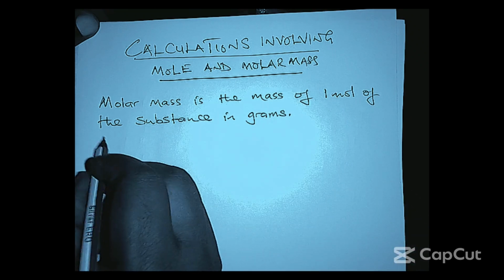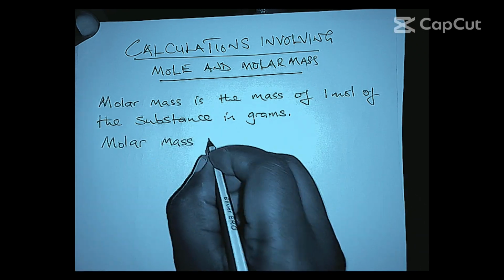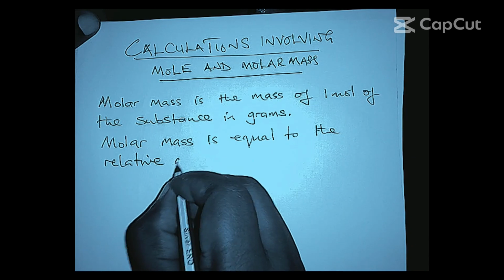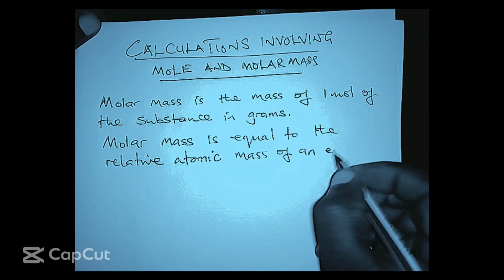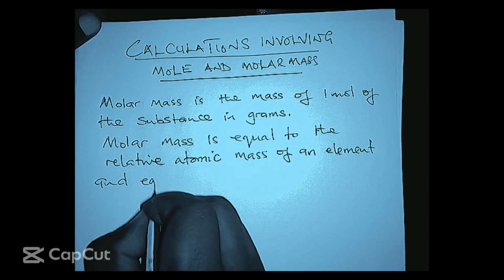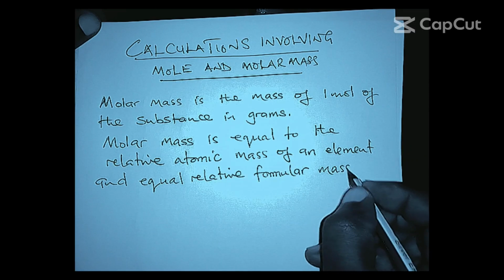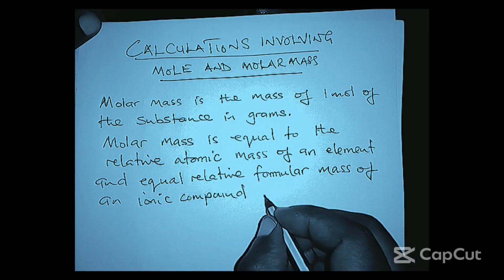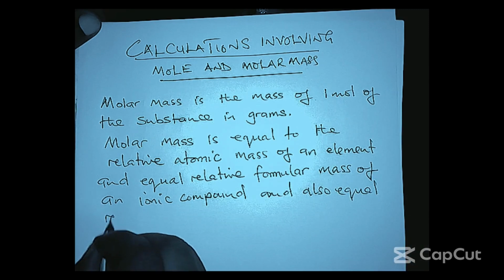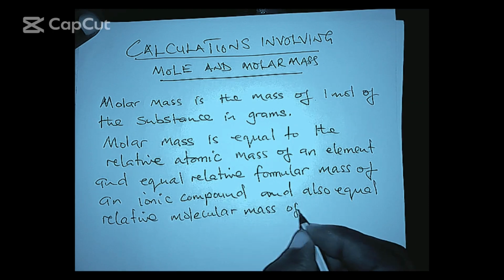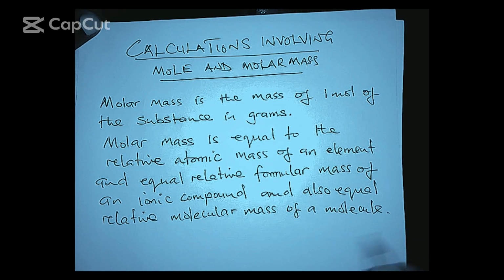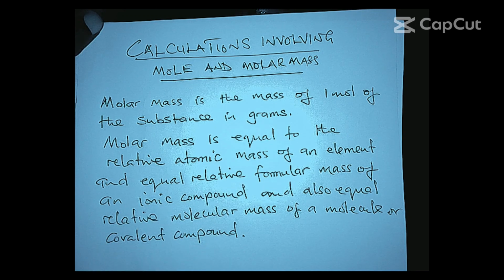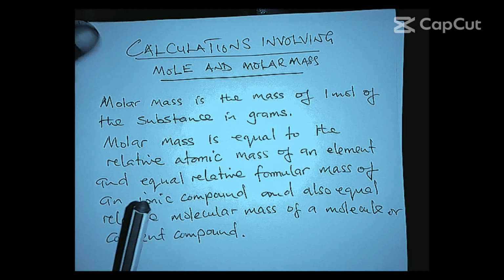And in our previous lesson, we said molar mass is equal to the relative atomic mass of an element, and also equal to the relative formula mass of an ionic compound, and also equal to the relative molecular mass of a molecule or covalent compound. So this is what we looked at previously.